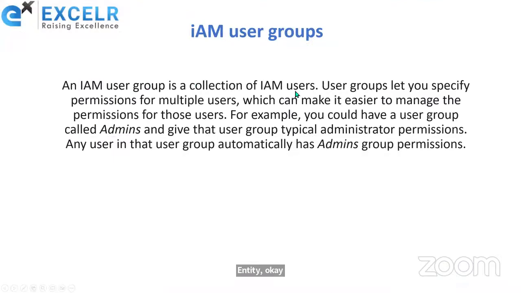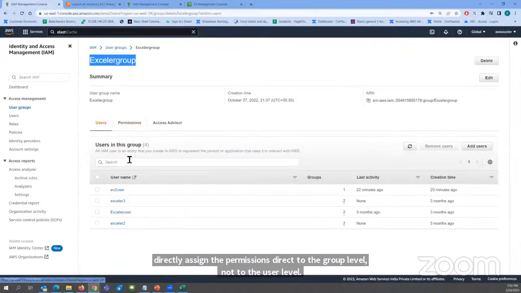IAM user group is a collection of IAM users. User groups let you specify permissions for multiple users, which makes it easier to manage the permissions for those users, so that you don't have to go to each user individually and assign permissions. You might have 100 users at a time, right? So you cannot log into each user and assign permissions manually. In such complex situations, you can simply create a group, assign all those 100 users to the single group, and assign the permissions directly at the group level, not the user level. That's how it simplifies the process.